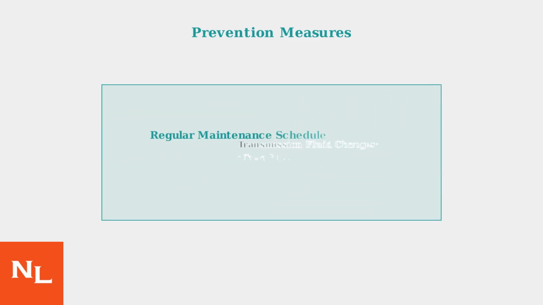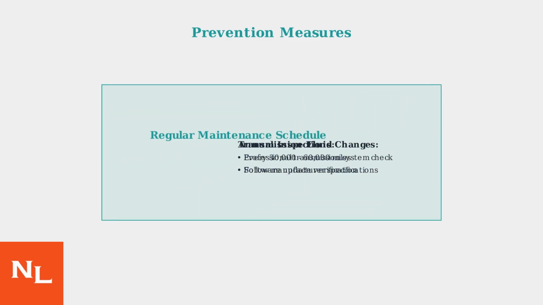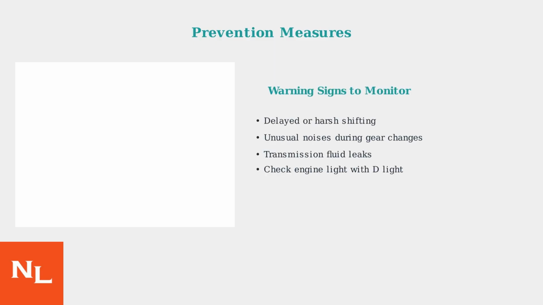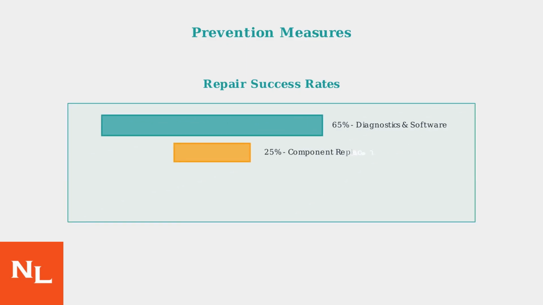Change transmission fluid every 30,000 to 60,000 miles according to your manufacturer's schedule. Schedule annual transmission system inspections to catch problems early. Watch for these warning signs that indicate potential D-light problems: delayed or harsh shifting, unusual noises during gear changes, and transmission fluid leaks. Here are the success rates for D-light repairs.